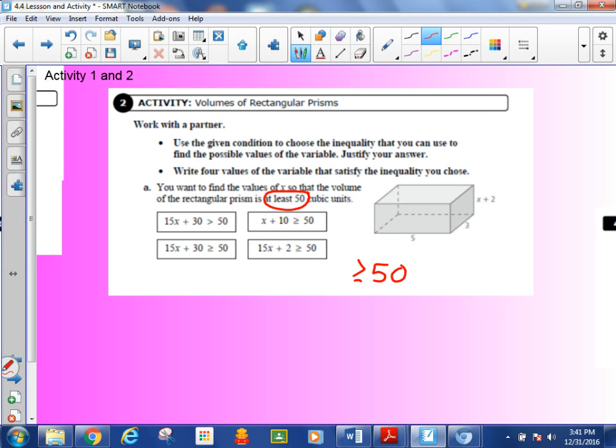Okay, so based on that, I can eliminate that it can't be that equation because that one does not have the equal to in it. And at least means that it could be 50 or it could be more than 50. Okay, so now we have to review how you find the volume of a rectangular prism. Well, volume is going to be area of your base times your height, or with a rectangular prism, you're just multiplying all of your dimensions together.